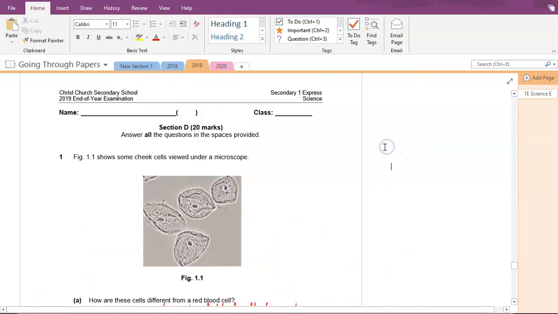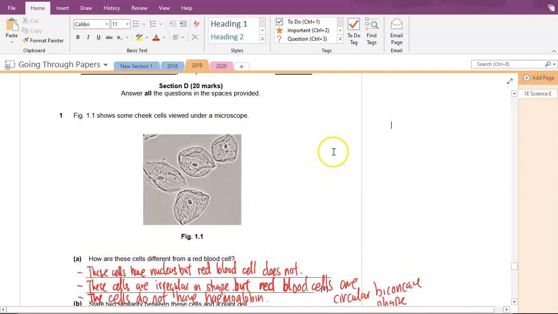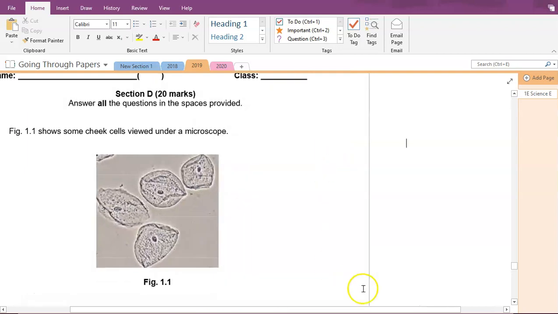Okay, so we are going through the 2019 end of year Sec 1 Express paper. Do take note, I've written some of the answers, so this will actually speed up a little bit. I can spend more time concentrating instead of just focusing on writing. Okay, so first up, let us look at this question over here.